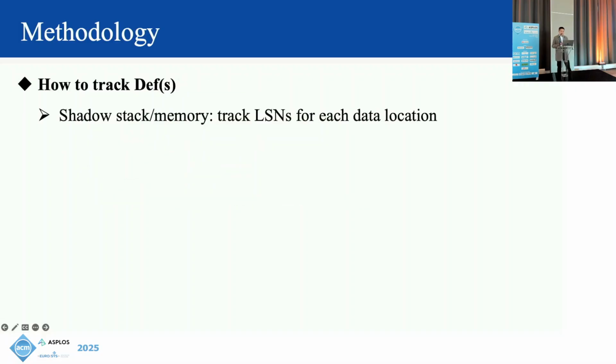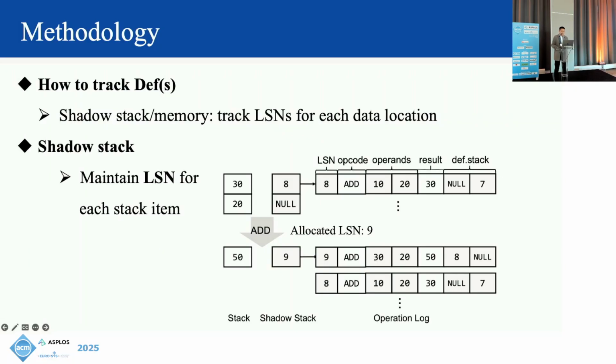To track definition operations at runtime, we implement a shadow data structure alongside the EVM. Instead of storing all actual values, the shadow structure stores the log sequence numbers of the instructions that wrote to each data location. In other words, for every piece of data, the shadow structure records which instruction produced it. Specifically, we implement the shadow stack and the shadow memory.